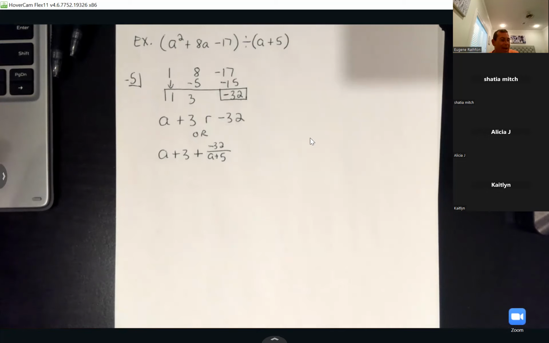Remember, we simplified rational expressions. Then we multiplied them, divided them, added them, and then we did this division, okay? So quite a bit of work here.